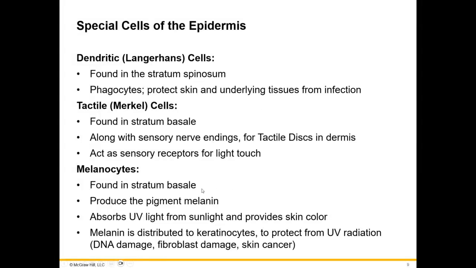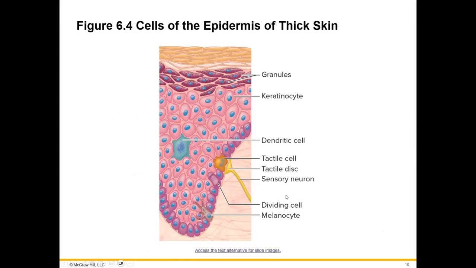Okay, the melanocytes are found in the stratum basale. They produce the pigment melanin, and it absorbs ultraviolet light from the sunlight, and that provides skin color. Melanin is distributed to the keratinocytes, and that protects from the UV radiation. So it protects us from DNA damage, fibroblast damage, and skin cancer. Okay, this shows some of those specialized cells: keratinocytes, dendritic cells, tactile disc, tactile cells, and then the melanocytes.